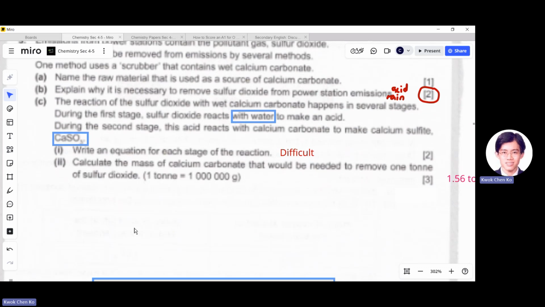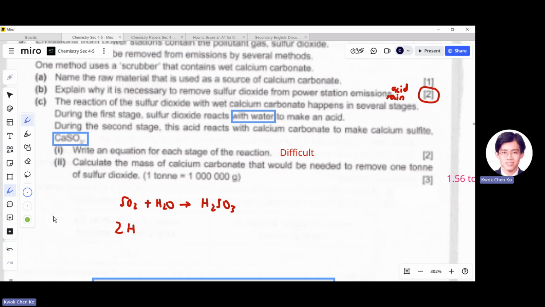Part C. You are supposed to write 2 equations, 1 equation for each stage. You cannot write a single equation. Ethan, how do you answer C part 1? First equation is SO2 plus H2O gives you sulfurous acid. Oh, very good. What's the formula? H2SO3. Good. Next.